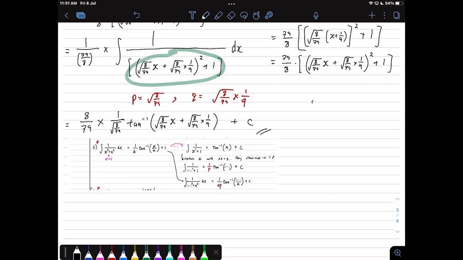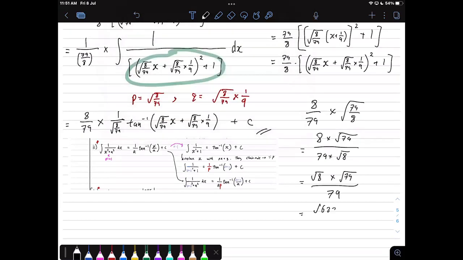Let's just simplify 8 over 79 multiplied by 1 over square root 8 over 79 is really just square root 79 over 8. Simplify a bit. This is square root 79 over 79 times square root of 8. 8 cancel off with square root 8. You're left with a square root 8 on the numerator times square root 79 over 79 is already rationalized. So we can leave it alone. Don't cancel off anything. 8 times 79 is just 632. So we can leave it as square root of 632 over 79.